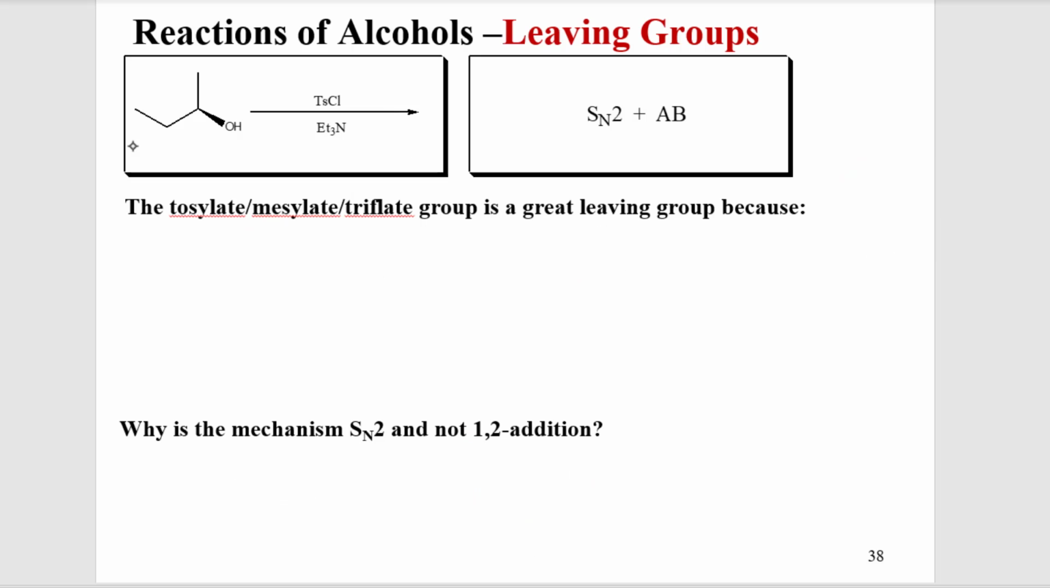So these tosylate, mesylate, triflate groups are great leaving groups. Why? Why are they good leaving groups? Well, let's take a look at one of them. Let's say we just made that triflate from the previous slide. Okay, and I want to take my alkyne, that deprotonated alkyne is my strong nucleophile, and do an SN2 reaction on it.